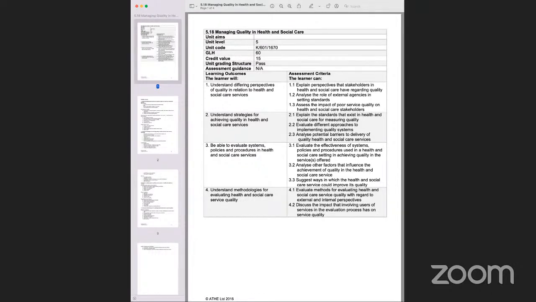Unit 5.18, which is managing quality in health and social care. We are looking at covering today learning outcome 3, which is be able to evaluate systems, policies, and procedures in health and social care services.